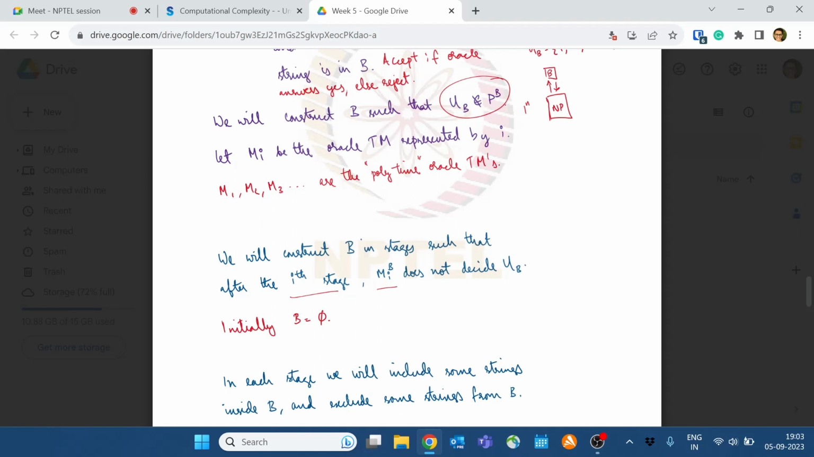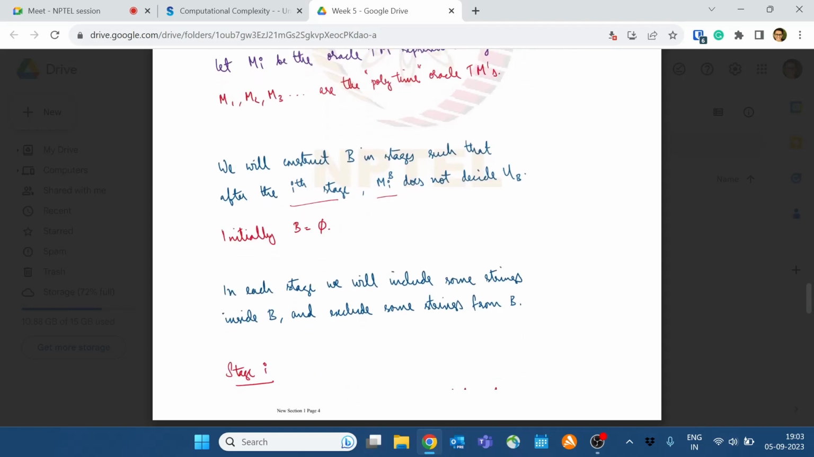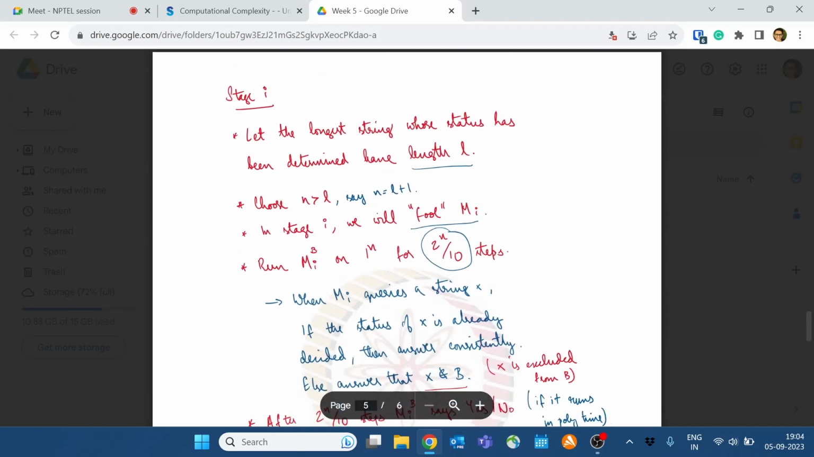Okay. Till now it's clear. Can we just go over the description of a particular stage? Could you just walk me through it? So that's on page 5, right? Yes.